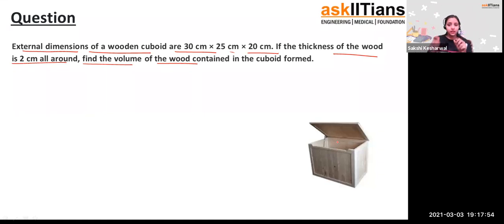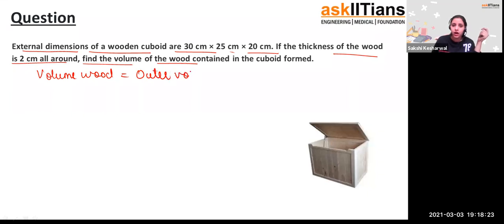It's going to be the external volume minus the internal volume. If you take the external volume and subtract the inner volume of this open box, then you will get how much wood is required, how much volume of wood is used. So the volume of wood is equal to the outer volume minus the inner volume, right?